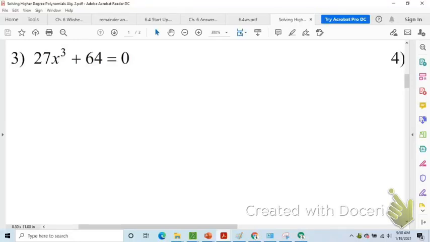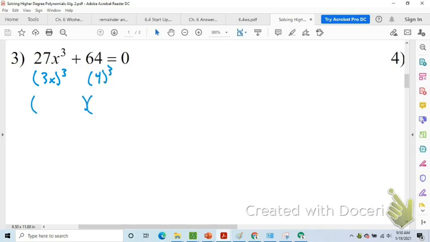All right, for numbers 3 and 4, here we go. This is a sum of two cubes right now. Hopefully you realize that. 27x to the third comes from 3x to the third. 64 comes from 4 to the third. So I'm going to go ahead and factor this.